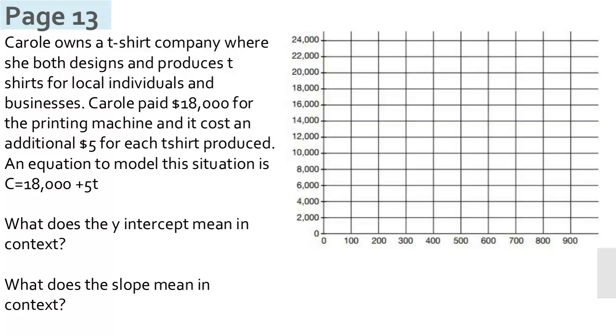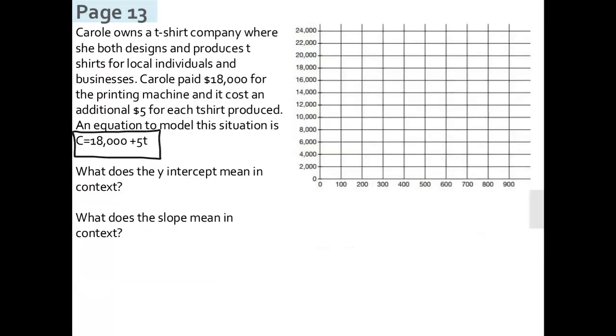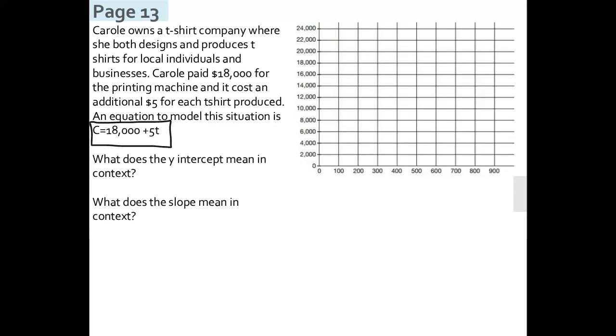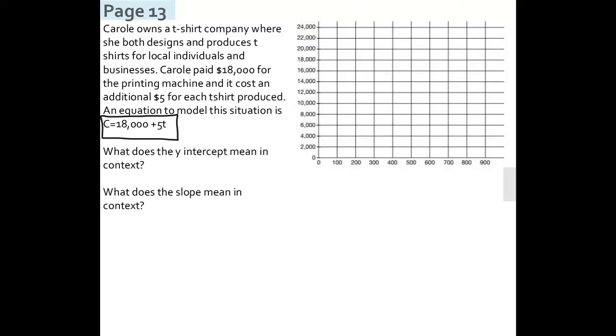Wow. Carol paid $18,000 for the printing machine, and it costs an additional $5 for each t-shirt produced. Okay? An equation to model this situation is C equals 18,000 plus 5t. We could probably do this together right here, maybe. What does the y-intercept mean in the context of this problem?